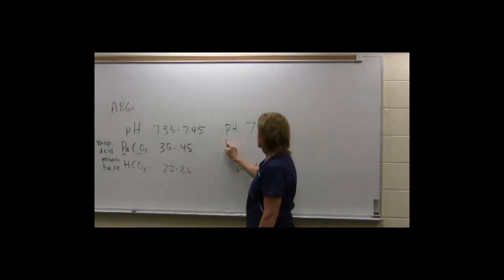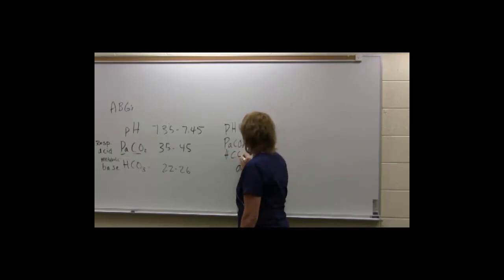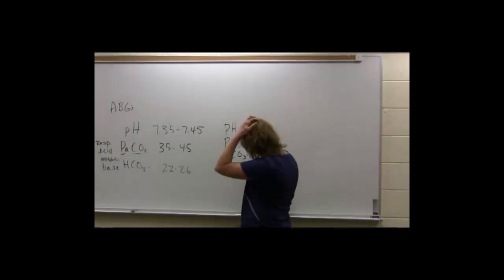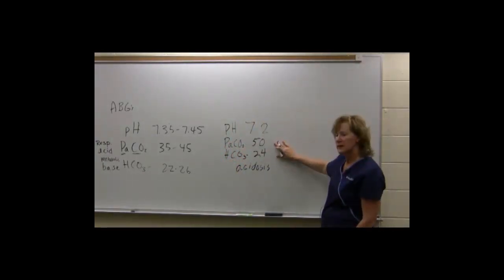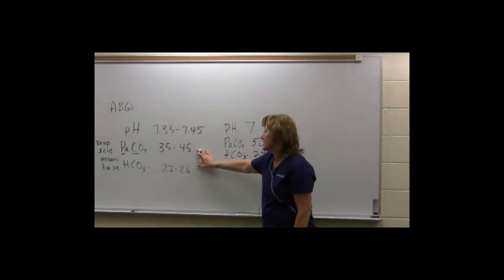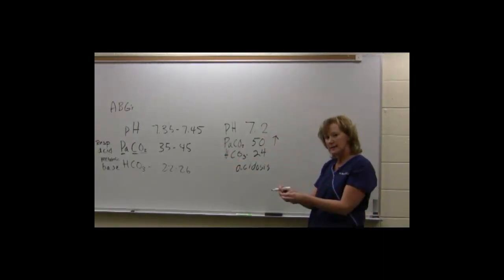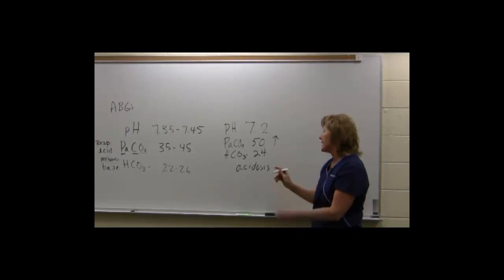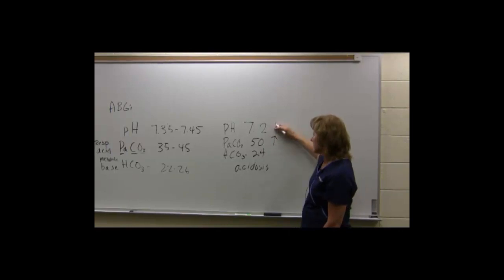Okay, then I'm going to look at my PaCO2, and it happens to be 50. I'm going to look at my bicarb, and it happens to be 24. Okay, now I'm going to evaluate each parameter one at a time. When I look at my PaCO2, it's 50. It's higher than 45. It's my acid. It means I'm retaining CO2 or acid. It means I'm hypoventilating. It matches my pH. So it's acidotic. I'm in acidosis.